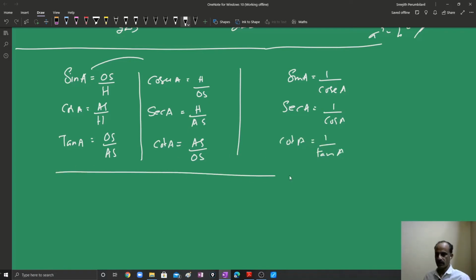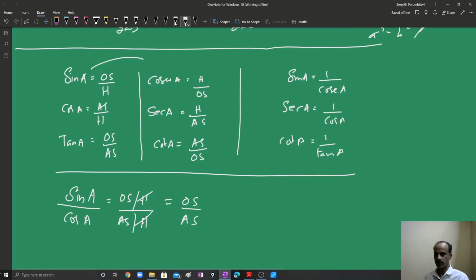Now I am going to give you two more beautiful results. What happens when I divide sin A by cos A? That is opposite side by hypotenuse divided by adjacent side by hypotenuse. Hypotenuse cancels. That is opposite side by adjacent side. Where do we have this opposite side by adjacent side? Here it comes. That is tan A. So we get a beautiful result.